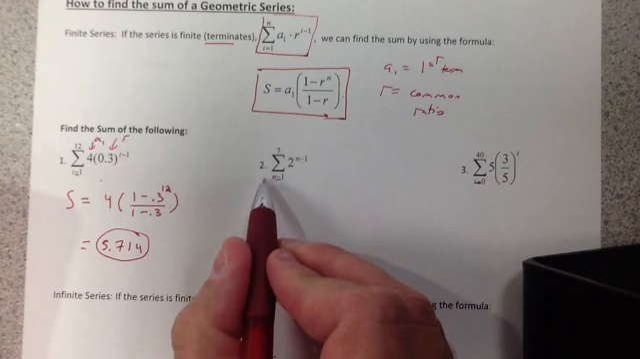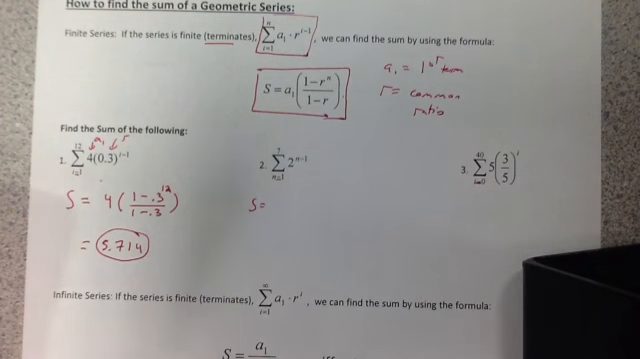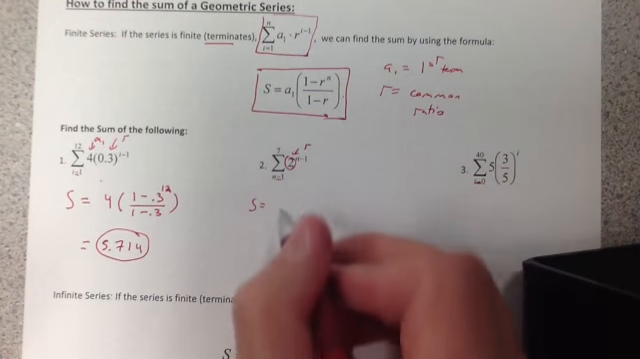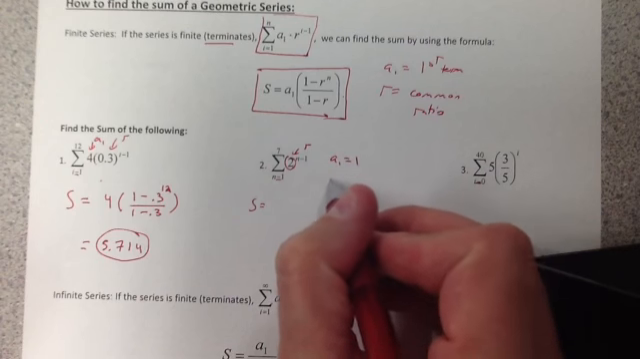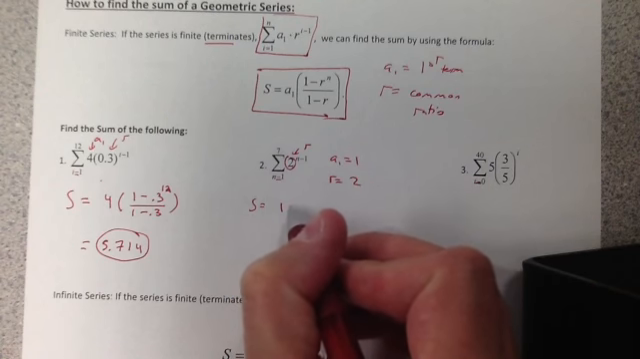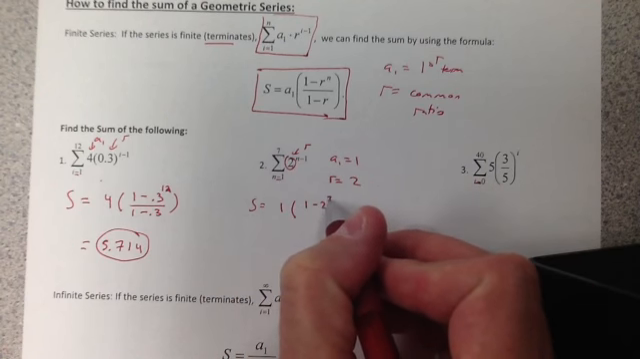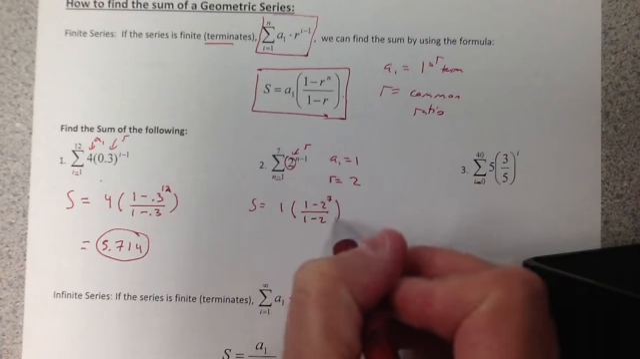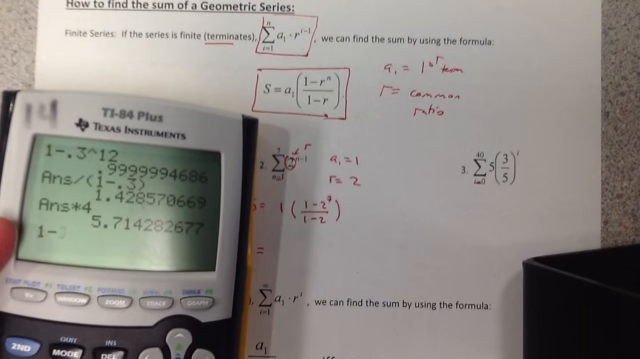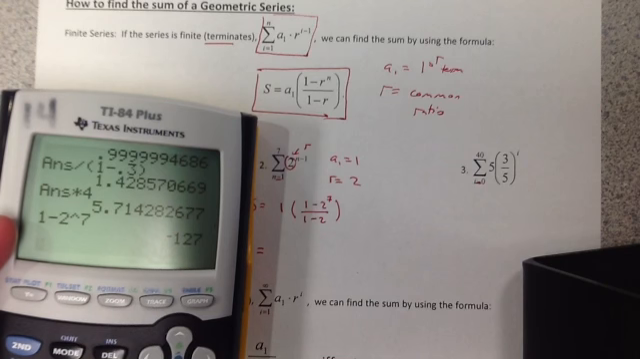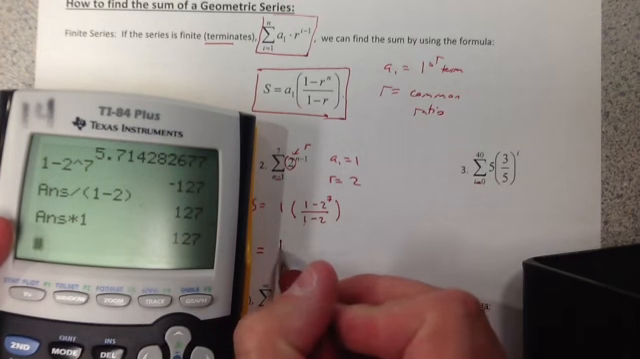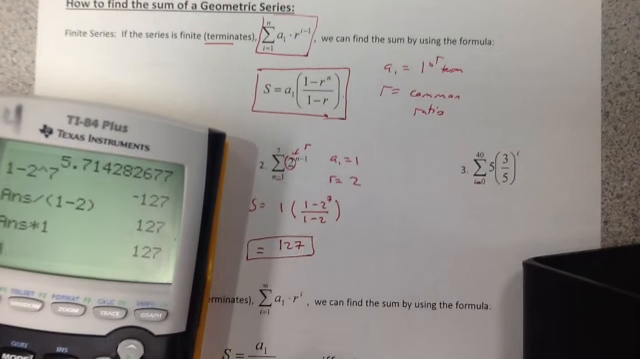Matter of fact, let's take a look at number 2 here. Now the difference is, what's our first term here? Well, this right here, because it has the power attached to it, that's our r. So our first term is 1, and our r is 2. So when we plug this in, we're going to get 1 times 1 minus 2 to the 7th over 1 minus 2. And we just type all of that in our calculator. I type in the top first, divide that by 1 minus 2, and I get positive. And if you multiply that by 1, it doesn't change anything. We get 127 for our sum.